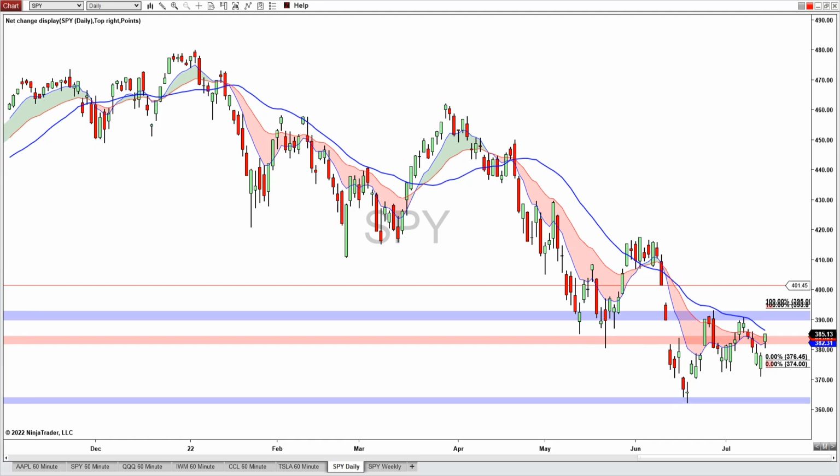In this video, we'll analyze the price action on the ETF for the S&P 500, the SPY, the ETF for the Nasdaq 100, the QQQ, and the ETF for the Russell 2000, IWM. And we'll also analyze Apple and Tesla. From these analyses, we'll identify price levels to monitor and possible price movement scenarios for the coming week.